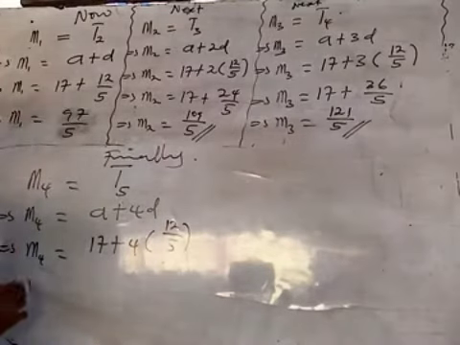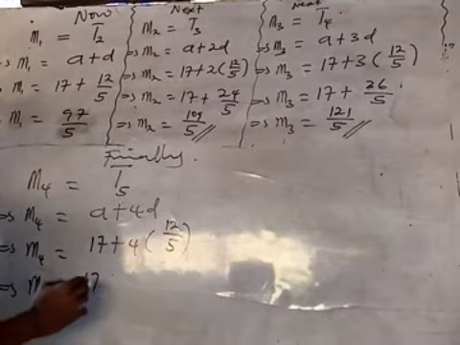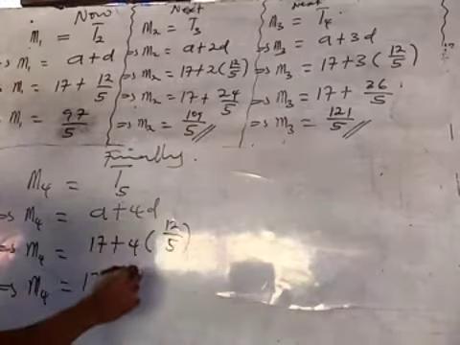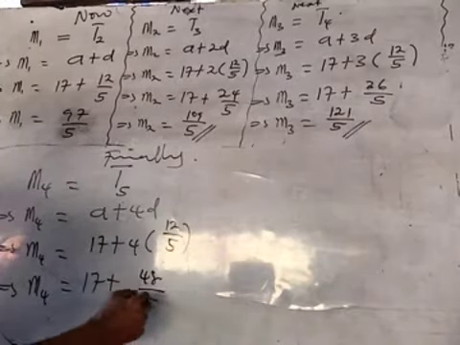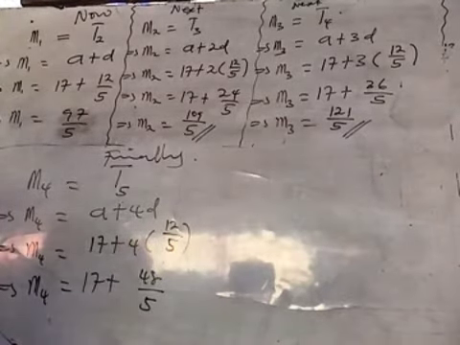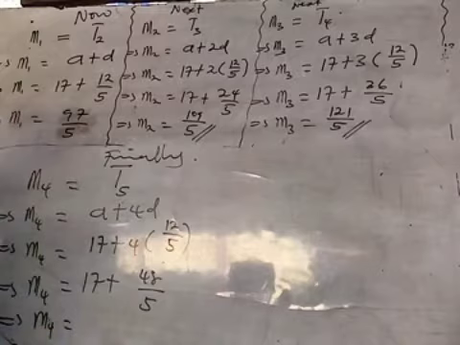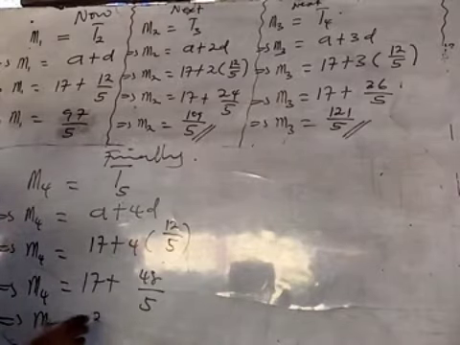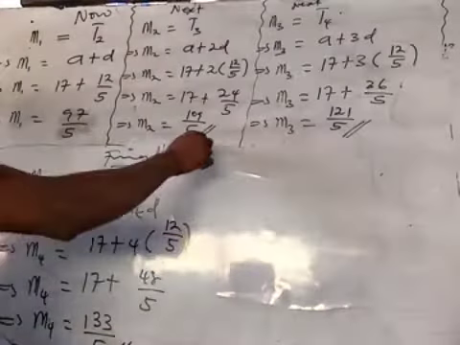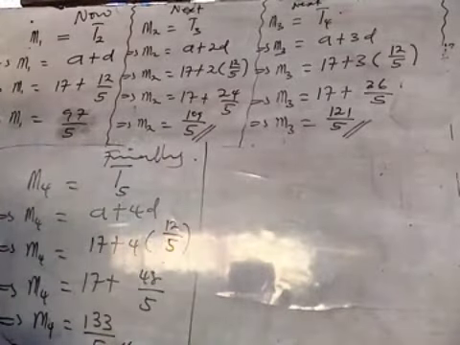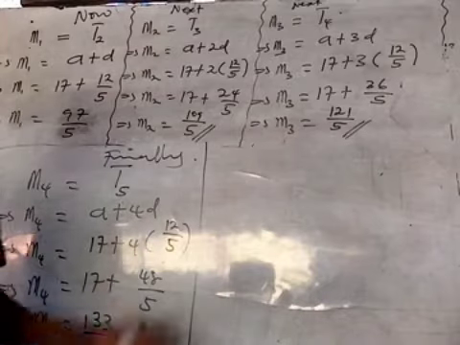And that now means that the fourth arithmetic mean will be equal to 17 plus 4 times 12, which gives us 48 over 5. So when we resolve this with our calculator, we have 17 plus 48 over 5, that gives us 133 over 5. So the fourth arithmetic mean will be equal to 133 over 5.